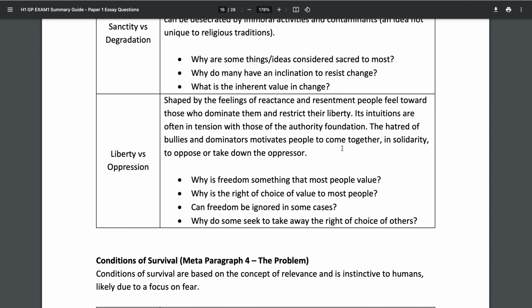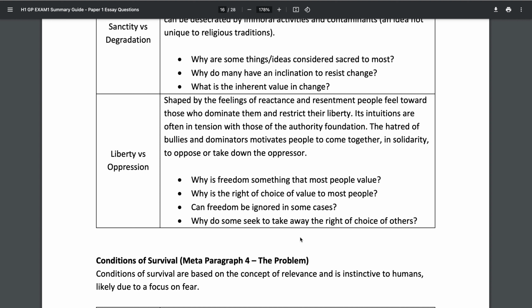Okay, liberty versus oppression. Now, this is related to the idea of resentment, reactance, and it is the foundation of humanity to feel some sort of tensions toward people that restrict your liberty. Okay, so why is freedom so important? Why is the right of choice of value to most people? Can freedom be ignored in some cases? Okay, this is something that is quite easy to think about. And why do some seek to take away the right of choice of others? Okay, there must be an intent to it.